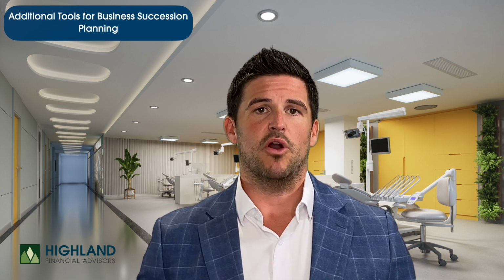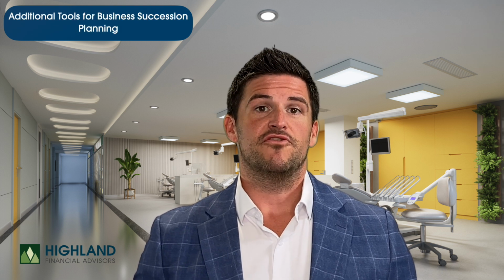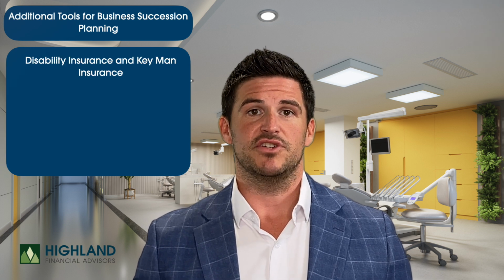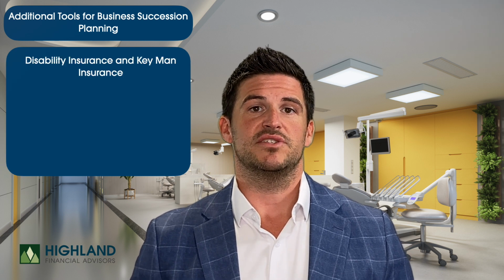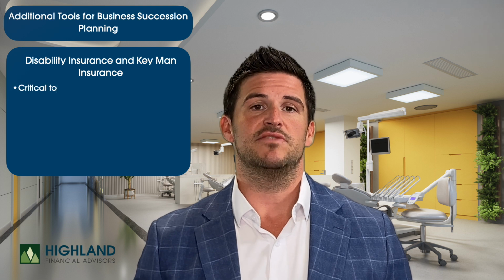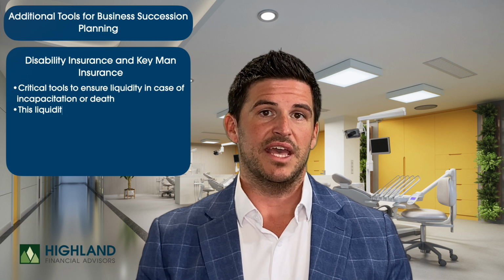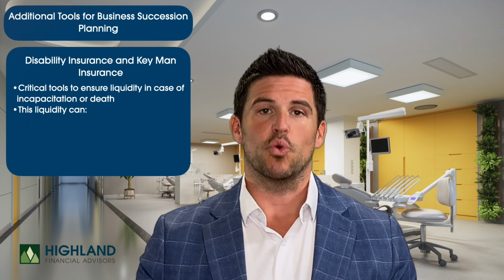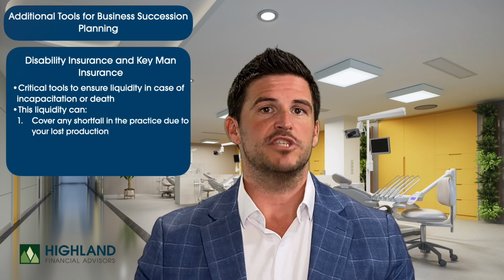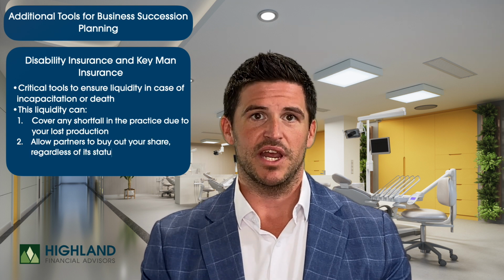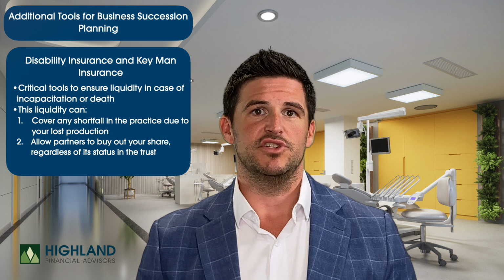The third topic I want to discuss with you today is sharing some additional tools that you should consider as part of your business succession planning. The first is making sure that you and your partners have appropriate disability insurance and key man insurance. Those two tools are necessary to provide liquidity in the case of your incapacitation or death. That liquidity is then used to either fund any shortfall in the practice because of your lost production, or provide liquidity for the other partners to buy out your share, regardless of whether or not it's titled in your revocable trust.